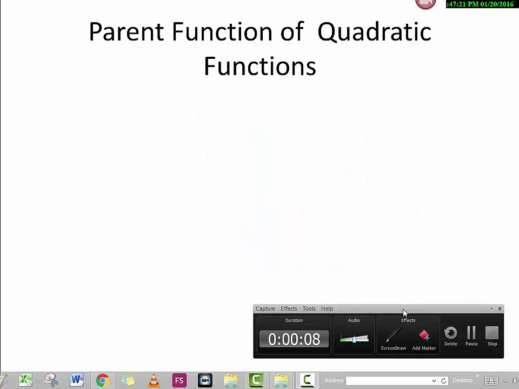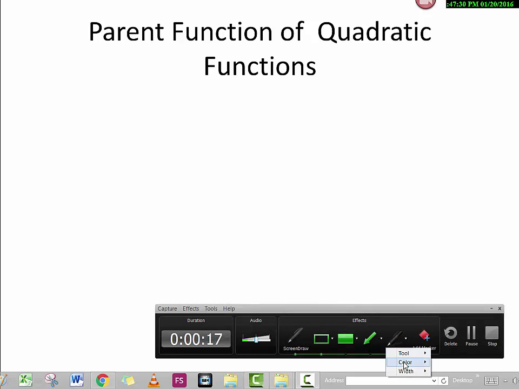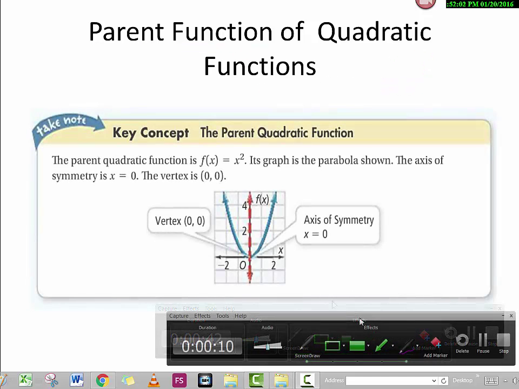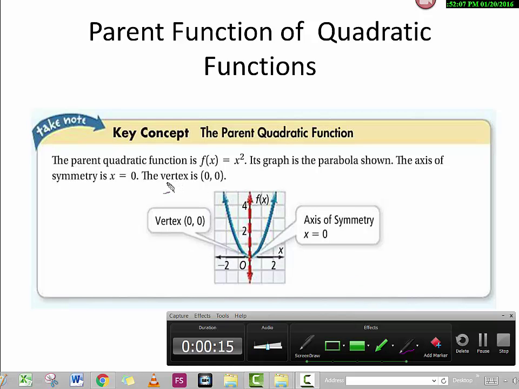Next, we're going to see the transformation of quadratic functions. So we all start with the parent function. Parent function means the simplest form of any function. So in quadratic functions, the parent function is y equals x squared. This is the simplest form for quadratic functions, and all the other quadratic functions are developed from here. That's why we call it the parent function. For the parent function of a quadratic function, the vertex is 0, 0.